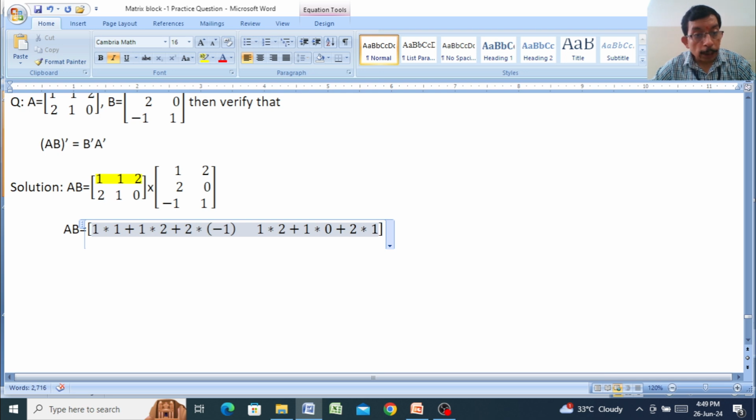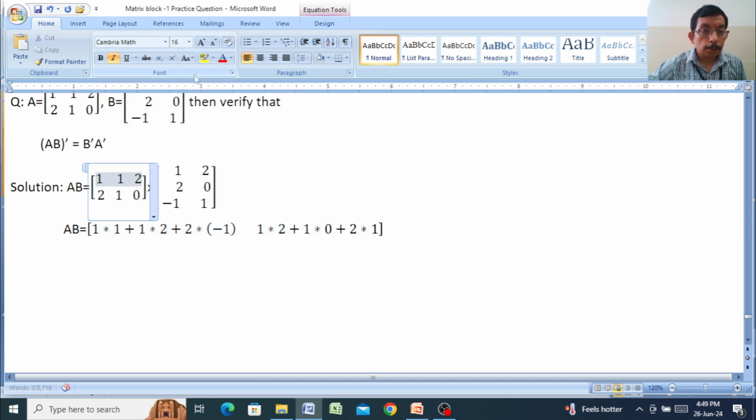No more column in the matrix B, then we come to the second row and multiply by each column, then we receive the element of the second row. Is it clear, everyone? Now we take the second row and apply the same process in here.